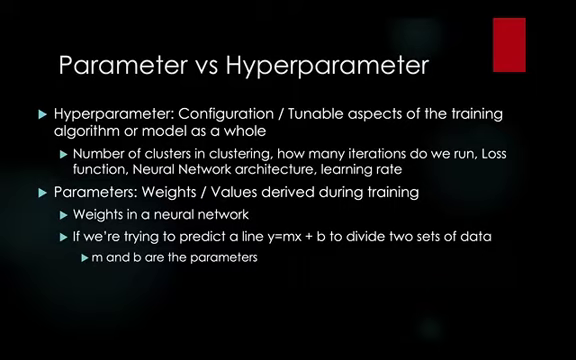Like how many times are we running this algorithm? How many iterations? And a really good example of this is the number of clusters in k-means. The number of clusters in k-means isn't related to the data at all. It's related to our model, where the parameters are related to the data itself. So some examples of hyperparameters are the number of clusters, how many iterations, the architecture of our model, our learning rate, where the parameters are specific to the model we use.